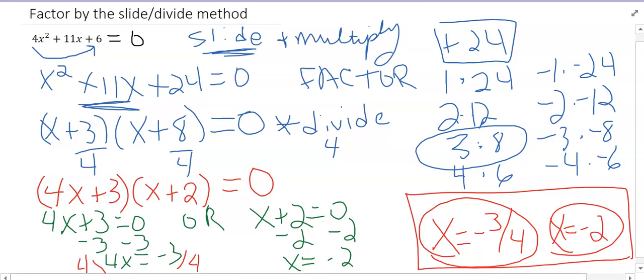Again, we use the slide divide method when the lead term has a coefficient greater than 1.